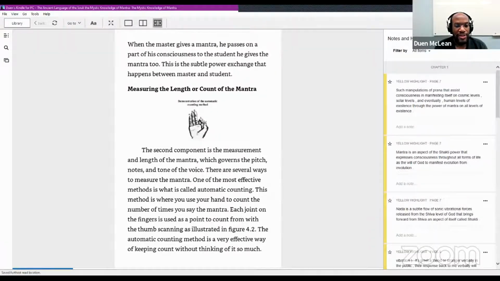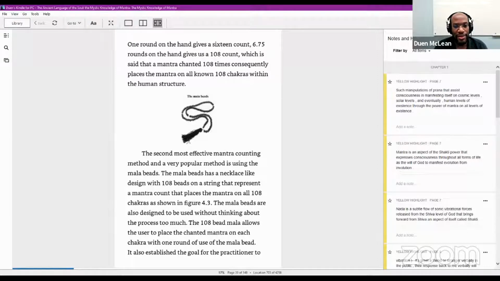The second component is the measurement and length of the mantra, which governs the pitch. The automatic counting method is a very effective way of keeping count without thinking of it so much. One round on the hand gives a 16 count. 6.75 rounds on the hand gives us a 108 count, which is said that a mantra chanted 108 times consequently places a mantra on all known 108 chakras within the human structure.